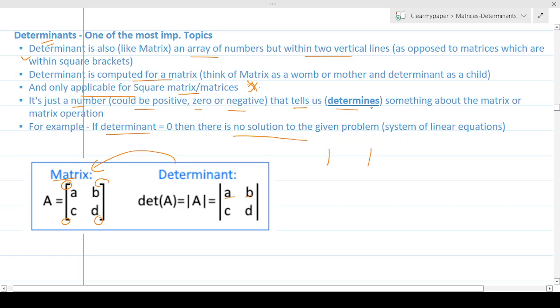By itself, it's a number, so the number is of no use. But if you put it in a context, it tells us what is happening to the underlying matrix from where it is coming out. So in this case, there is no solution to the given problem, and so on and so forth. So that's what determinant is all about: a set of an array of numbers enclosed between two vertical lines.